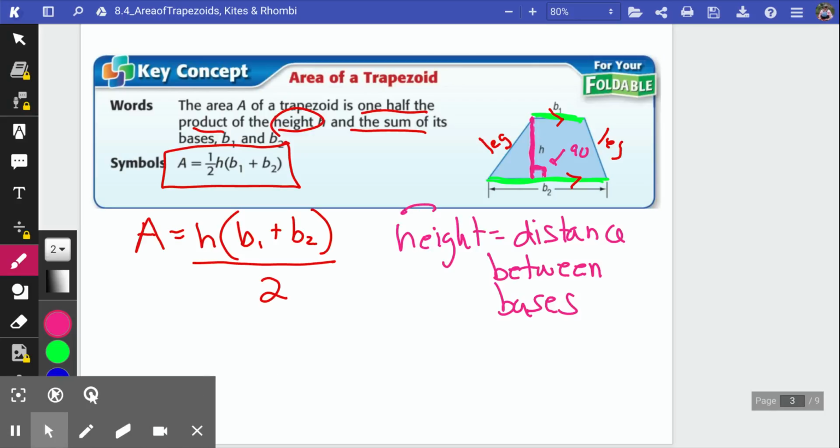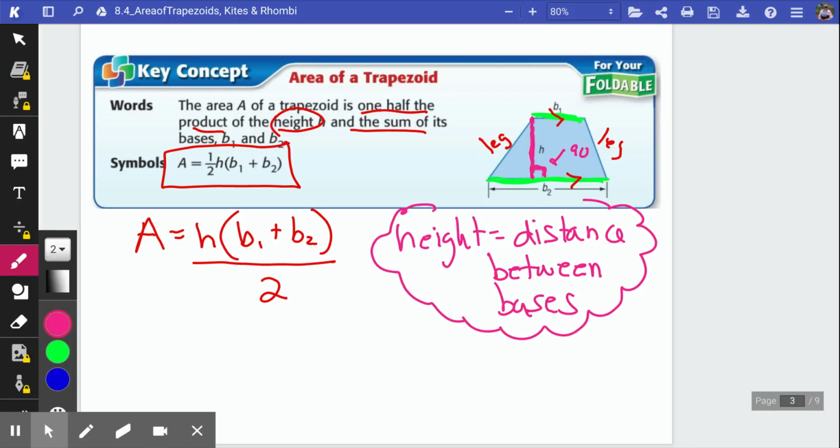So I think you should write that down because this idea is going to become really important for us in the next couple chapters, okay? So the height is that perpendicular distance between the bases. So let's look at our first example.